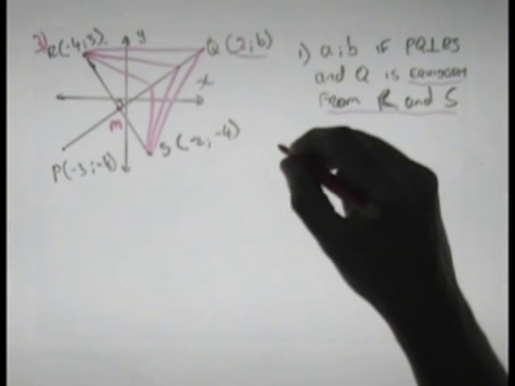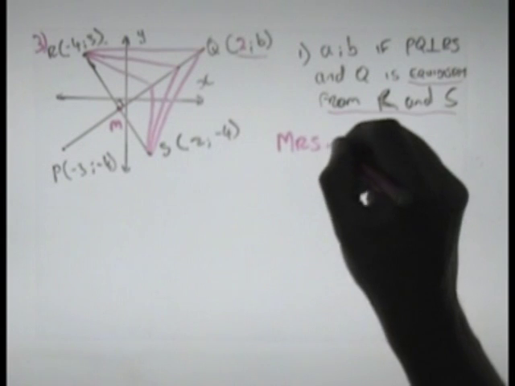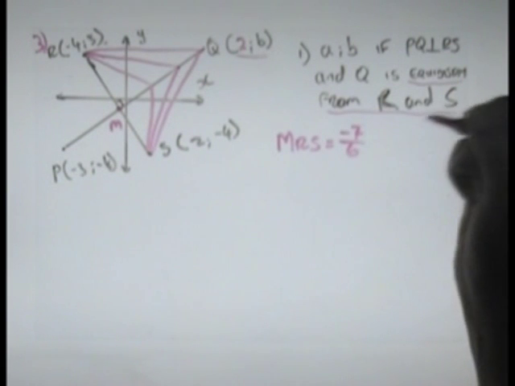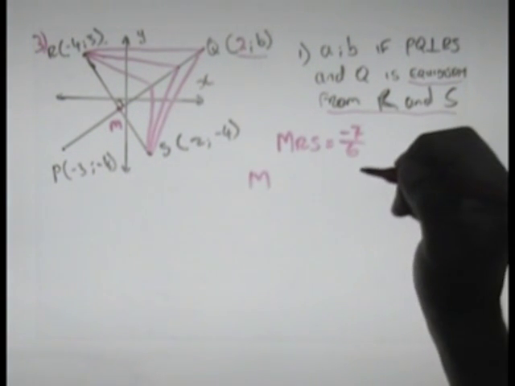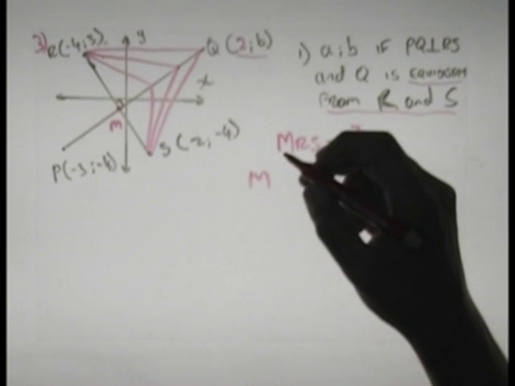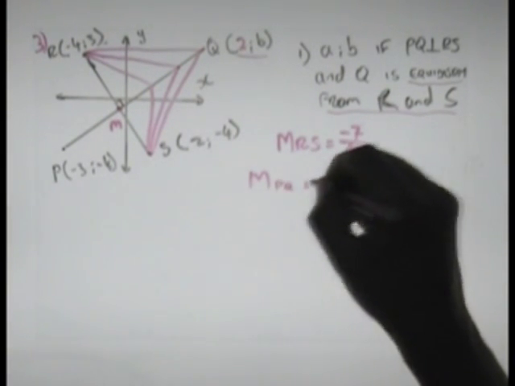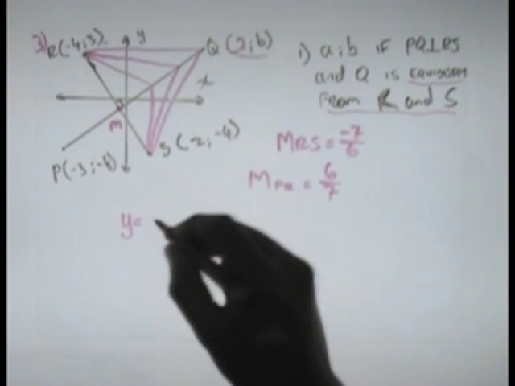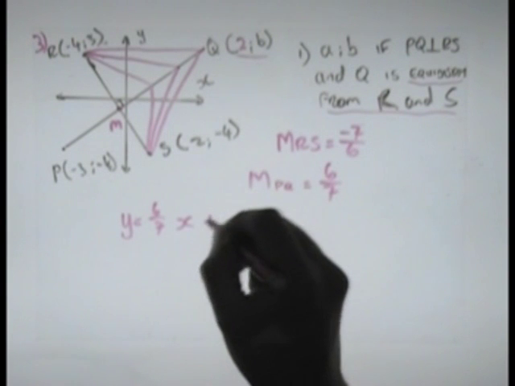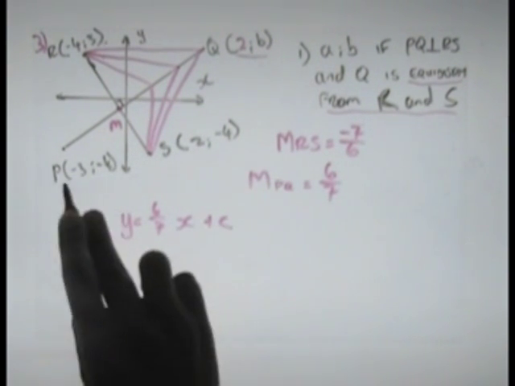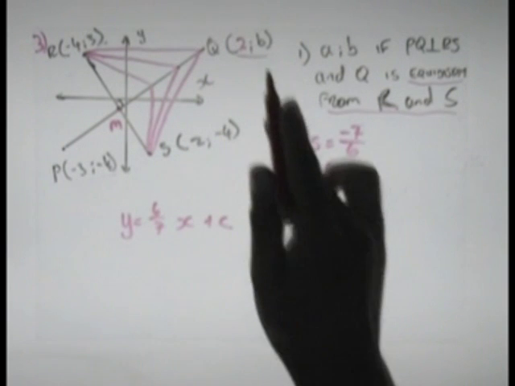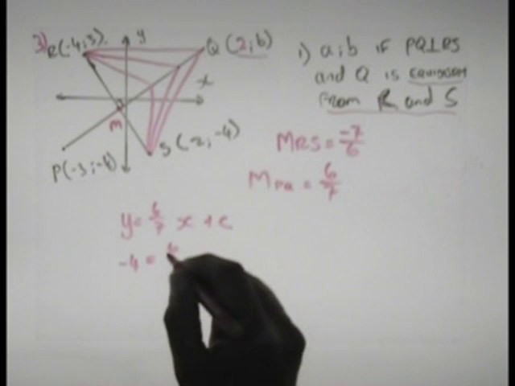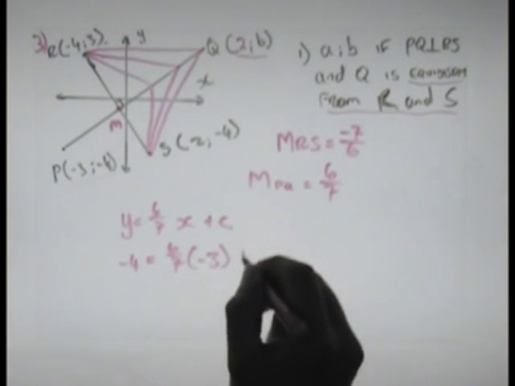Now we've got our gradient. We know that our gradient of RS was given by minus 7 over 6, which means that our gradient of PQ we know is 6 over 7. That means that the equation of PQ reads y is equal to 6 over 7 x plus c. To get our c value, substitute the only real point that we have, because we don't have that. That means that minus 4 is equal to 6 over 7 multiplied by negative 3 plus c.